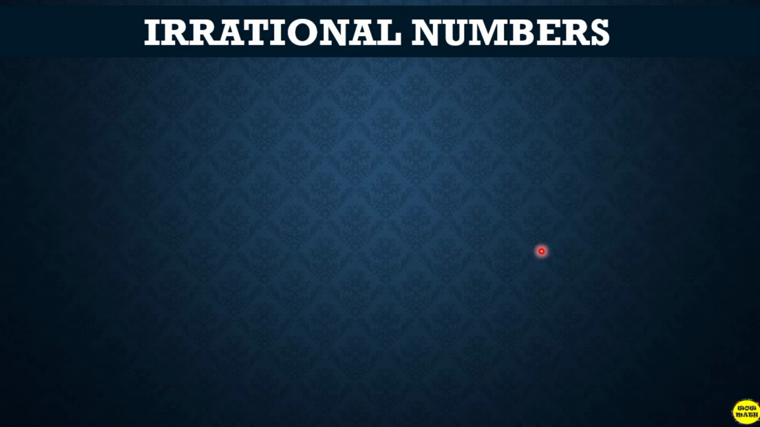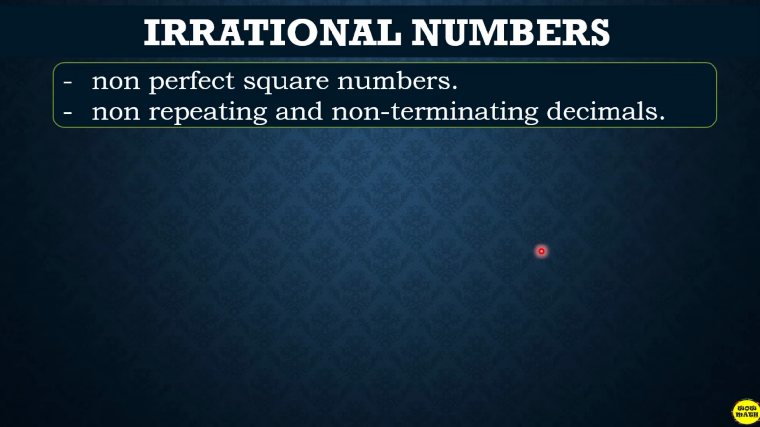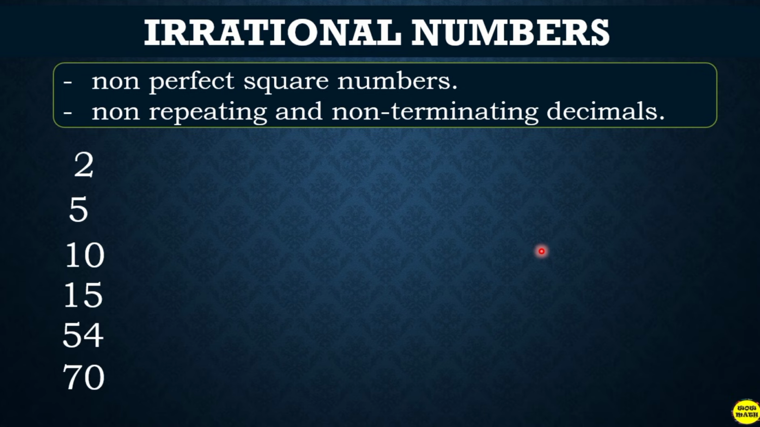Next, how about irrational numbers? So, what are those irrational numbers? So, one example of this is yung mga non-perfect square numbers. So, kagaya kanina, yung mga given natin, all perfect squares yon. That's why those are all considered rational numbers. Okay. So, kapag opposite naman ito, kapag ang number mo ay hindi perfect square, kagaya nito, so 2 is not a perfect square. Also 5, 10, 15, 54, 70. So, these are just examples, ha?